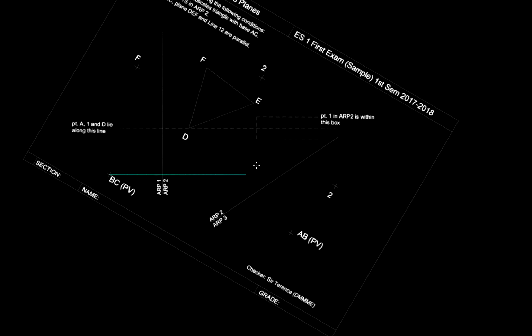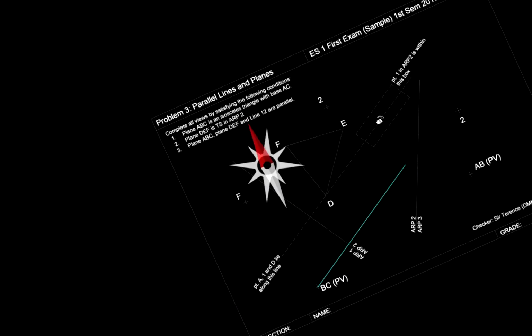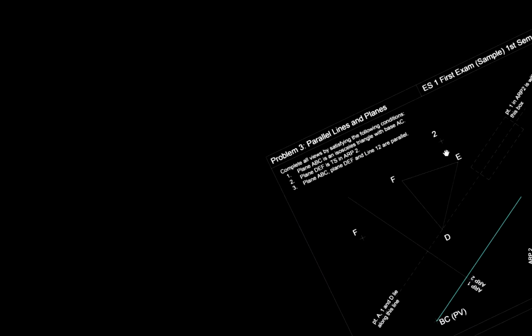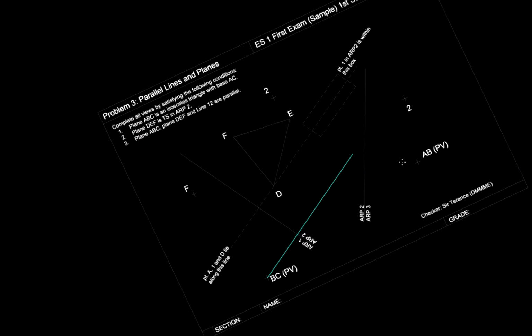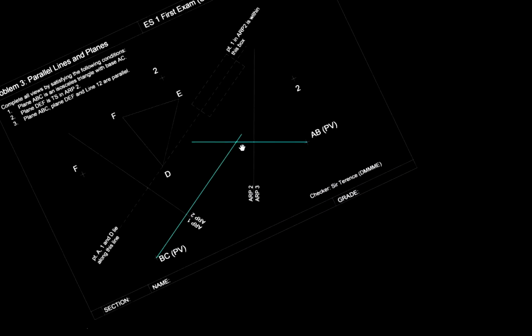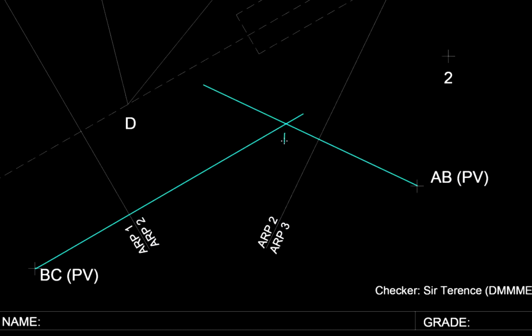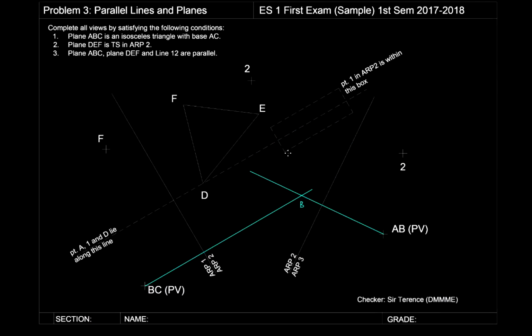Okay, gagawa ko projection line dyan. Tapos from ARP3, gagawa din ako projection line. Something like ganito, no? Okay. And this is the location of point B. Tama? This should be my point B. Okay, so I already have point B.